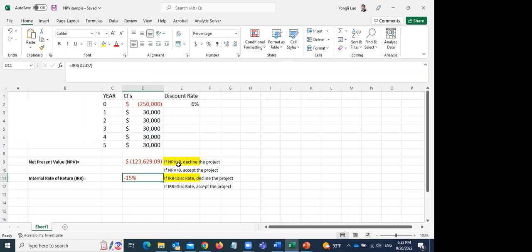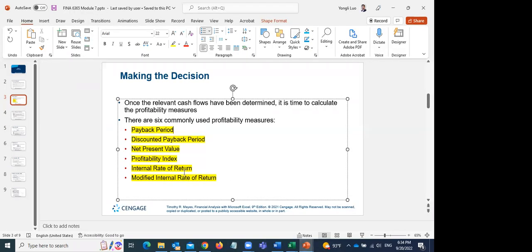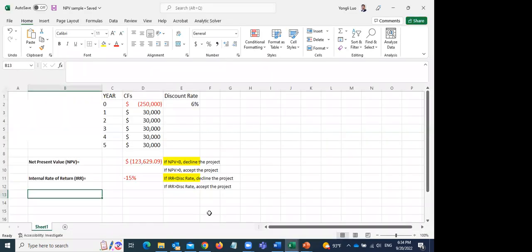That is the most common way we do it. I think there are some other methods we used before. One of them is called profitability index. I'm going to show you the documents I have. Another one is called profitability index. I think your book talks about this. I'm going to show you how to do a profitability index.